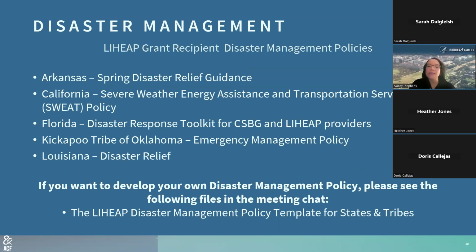You will find a policy for Arkansas, California. There'll be 2 files for Florida, the Kickapoo Tribe of Oklahoma, and Louisiana. I will also include in the chat box 2 templates that can be used to develop your own policy. There is one template that I'll upload for states and one for tribes. You can use these examples to guide your disaster policy development efforts. Next slide, please.